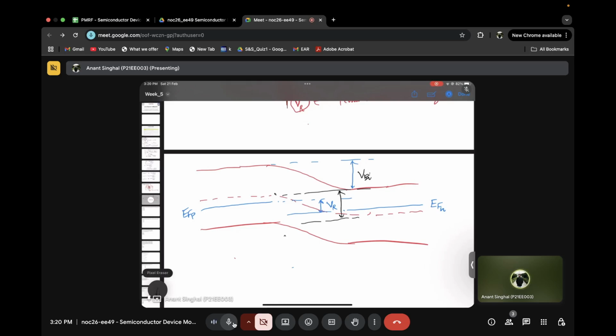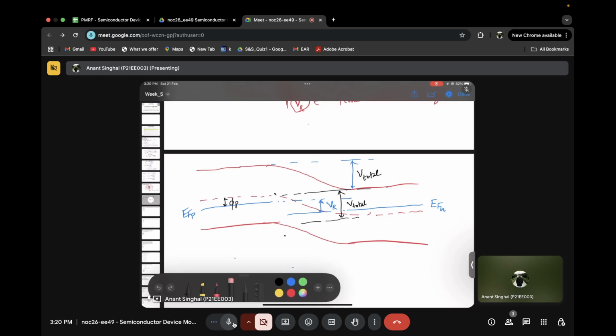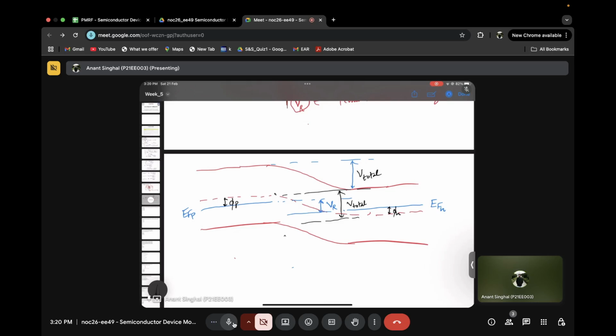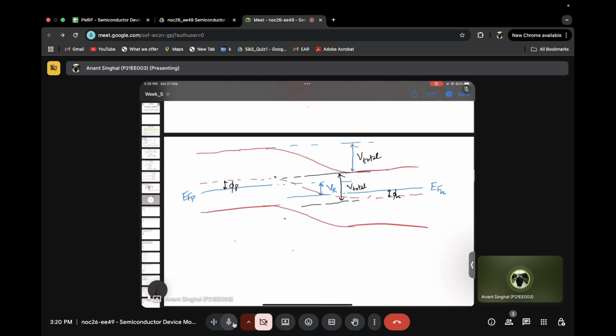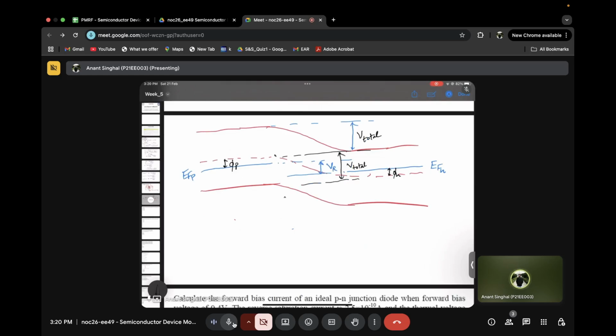Not the VBI, sorry, VBI was the case at equilibrium. So let's say this is V total. So this is still V total. And this we already know is phi P, and this is phi N. Initially, I mean in equilibrium, we had a VBI, right? Which was the addition of phi P plus phi N.